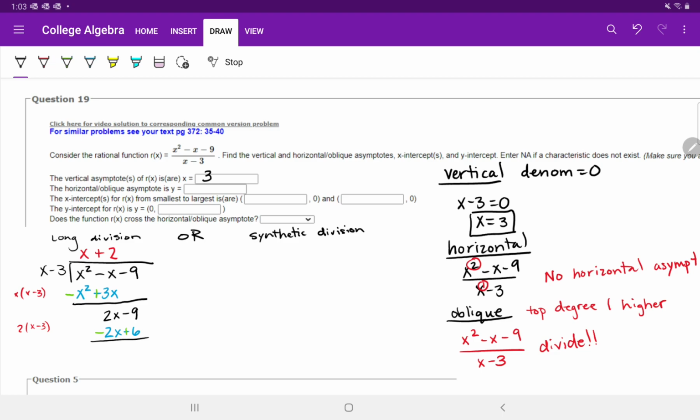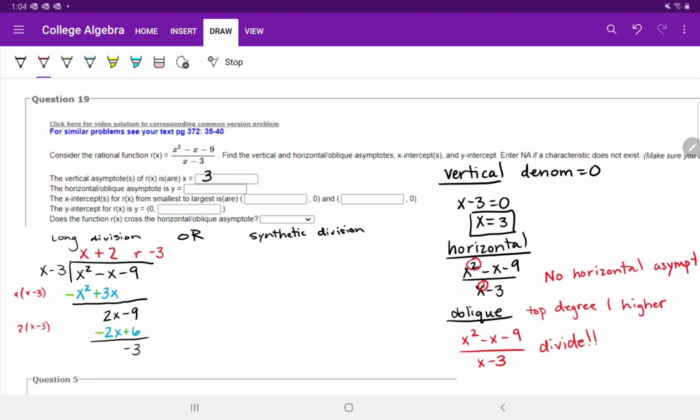So on our next line, we combine all of our like terms. The 2x and the negative 2x combine and cancel. The negative 9 and the positive 6 combine to give us a negative 3. Negative 3 is a remainder. x cannot go into negative 3, so we are done now. We end up with x plus 2, remainder negative 3.